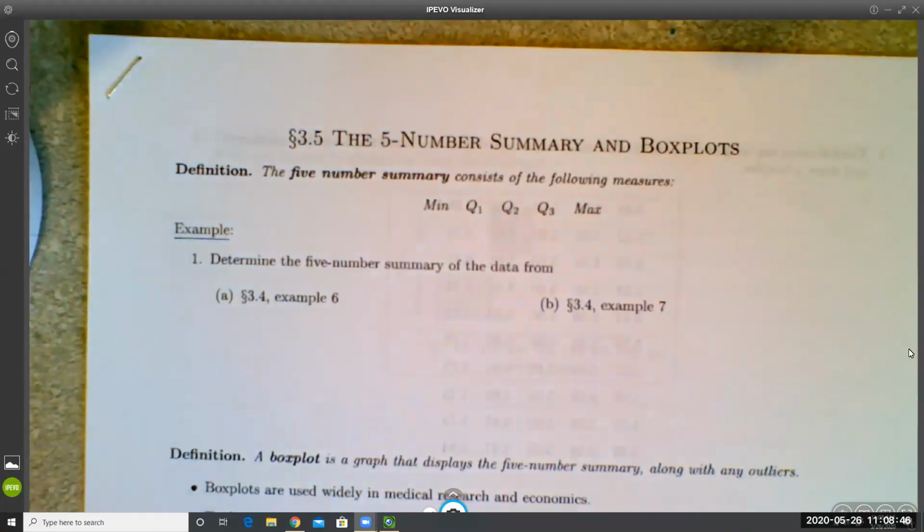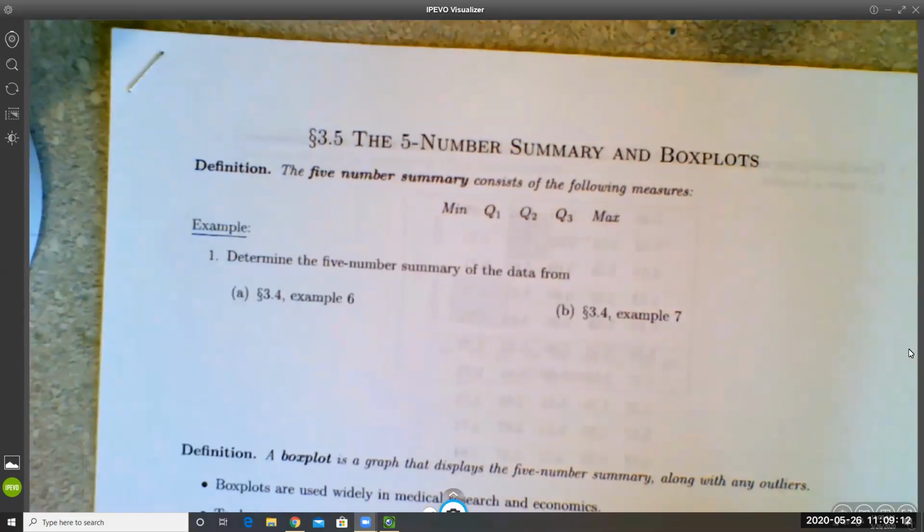Okay, 3.5 is about 5-number summary and box plots. There's actually not a whole lot of new information here. It's mostly just a summary of some of the stuff we did in 3.4. And we're going to talk about box plots, which are a way to display the quartiles graphically. So looking at 3.5.